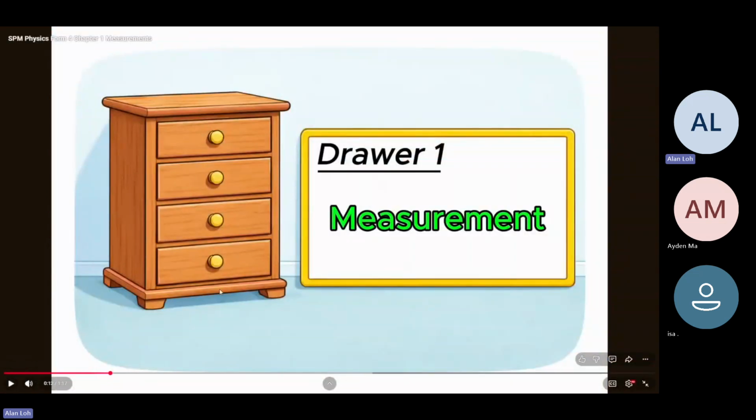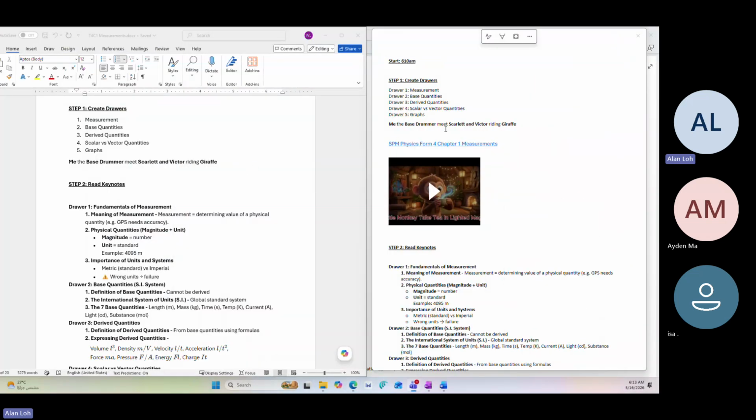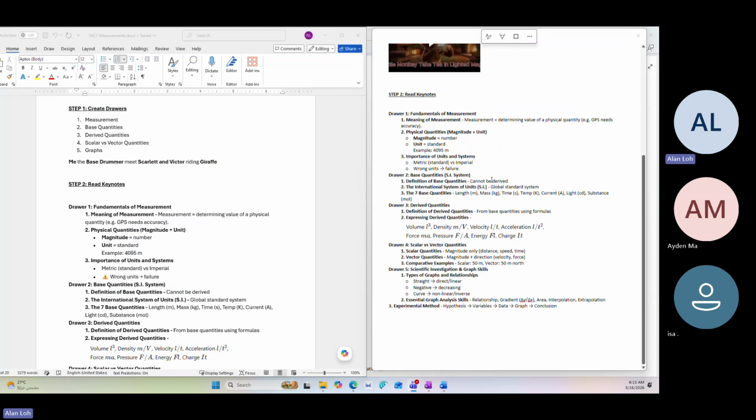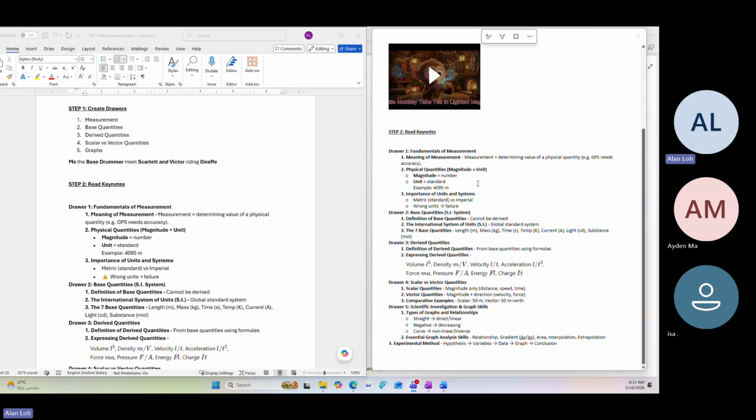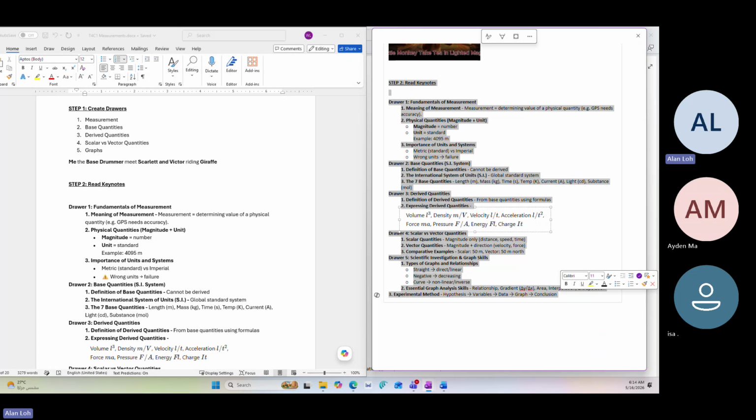Drawer 1. So that is the very short story for you to remember these 5 drawers' names. Now, let's go to the keynotes, step 2. I hope you are able to watch the video and there's sound, right? If not, let me know.